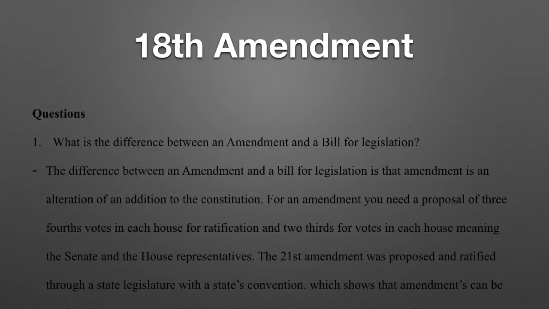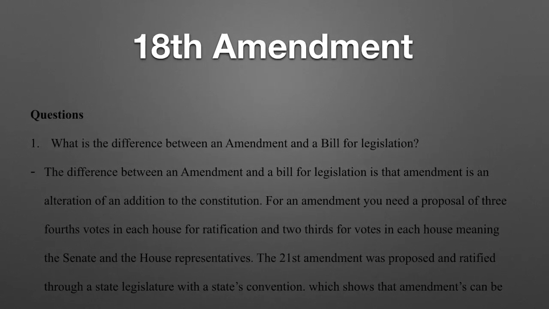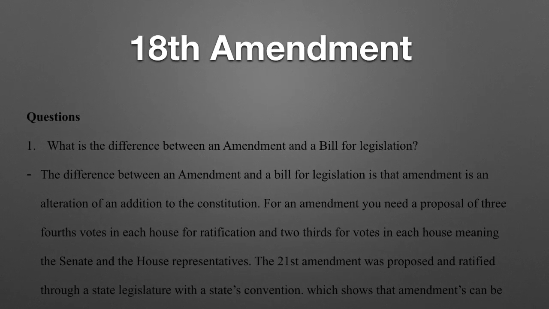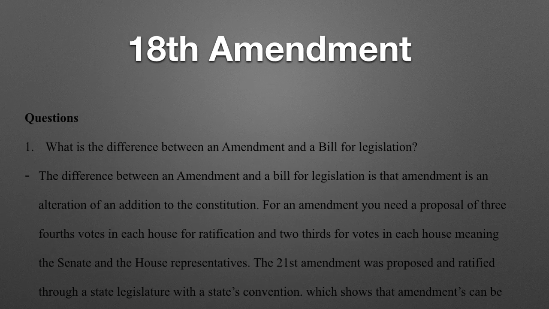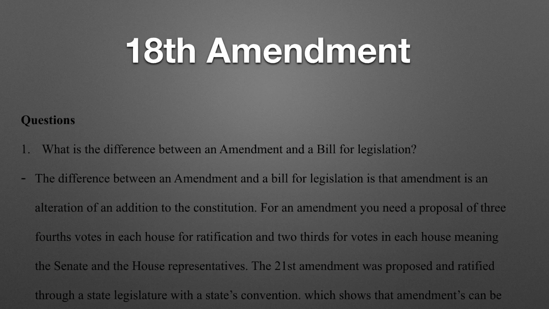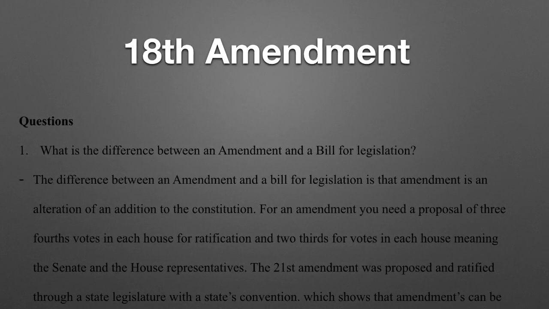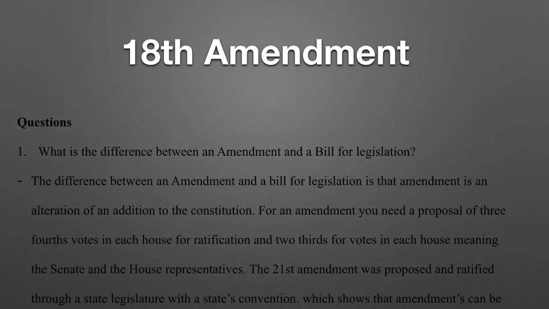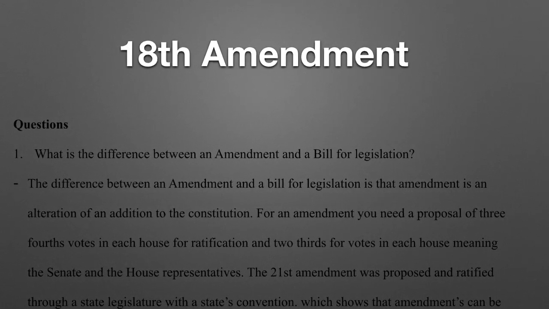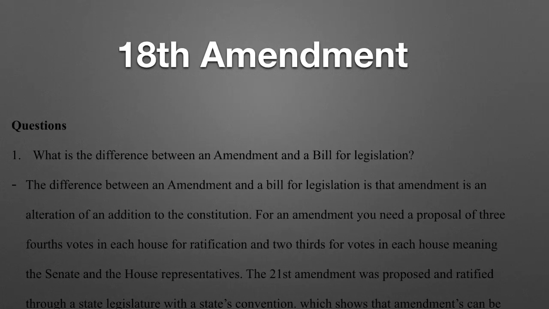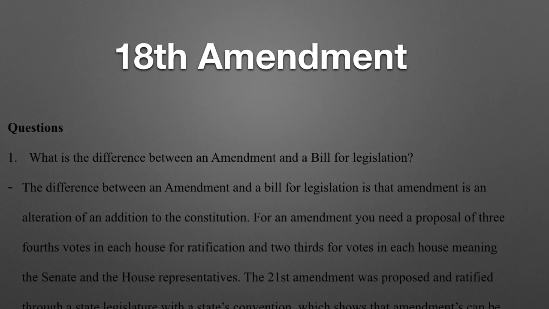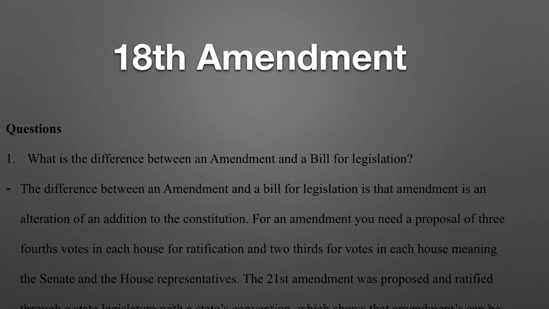Questions. 1. What is the difference between an amendment and a bill for legislation? The difference is that an amendment is an alteration or addition to the Constitution. For an amendment, you need a proposal of 2/3 votes in each House, meaning the Senate and the House of Representatives, and 3/4 of the states for ratification. The 21st Amendment was proposed and ratified through state conventions, which shows that an amendment can be ratified through that procedure as well. The President's signature is not required for an amendment, even though some presidents played substantial roles in signing ratified amendments.